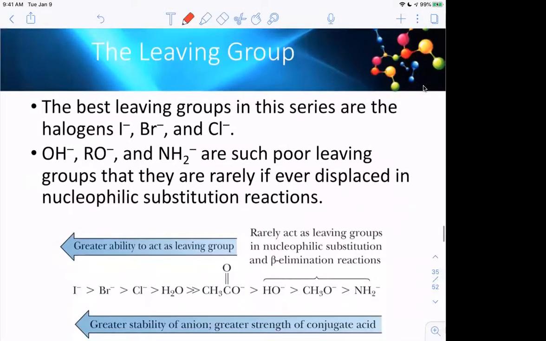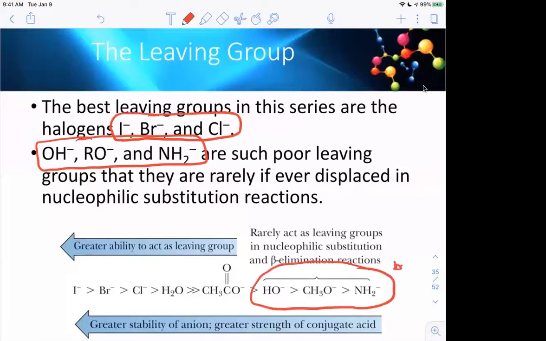So now let's look at the nature of the leaving group. The best leaving groups are iodine, bromine, and chlorine. These other guys are such poor leaving groups. So RO minus and NH2 minus are very, very rarely, if ever, displaced in nucleophilic substitution reactions. These actually prefer to act as bases, so you're going to see them contributing much more through beta elimination reactions.